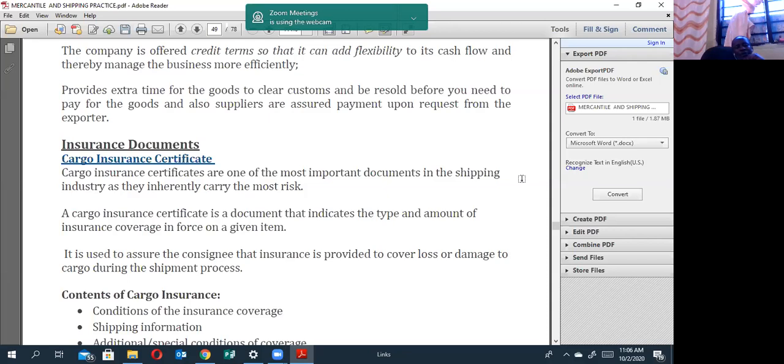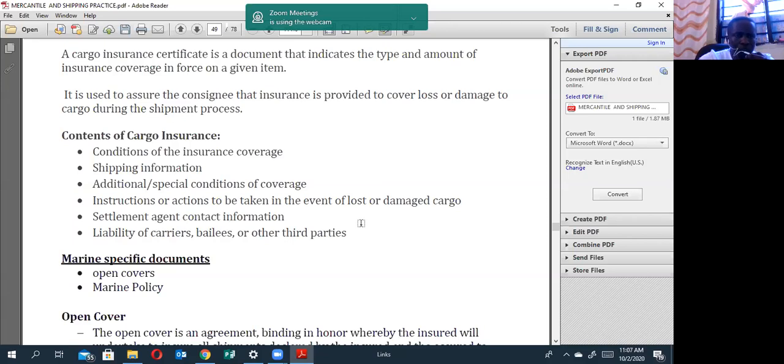So a cargo insurance certificate is a document that indicates the type and the amount of insurance coverage in force for a given item. It is used to assure the consignee that the insurance is provided to cover loss or damage to cargo during the shipment process. What does it contain? It contains the conditions of the coverage, the shipping information, any additional or special conditions of coverage, instructions or actions to be taken in the event of loss or damage, settlement agent contract information, and liability of carriers, bailees or other parties.